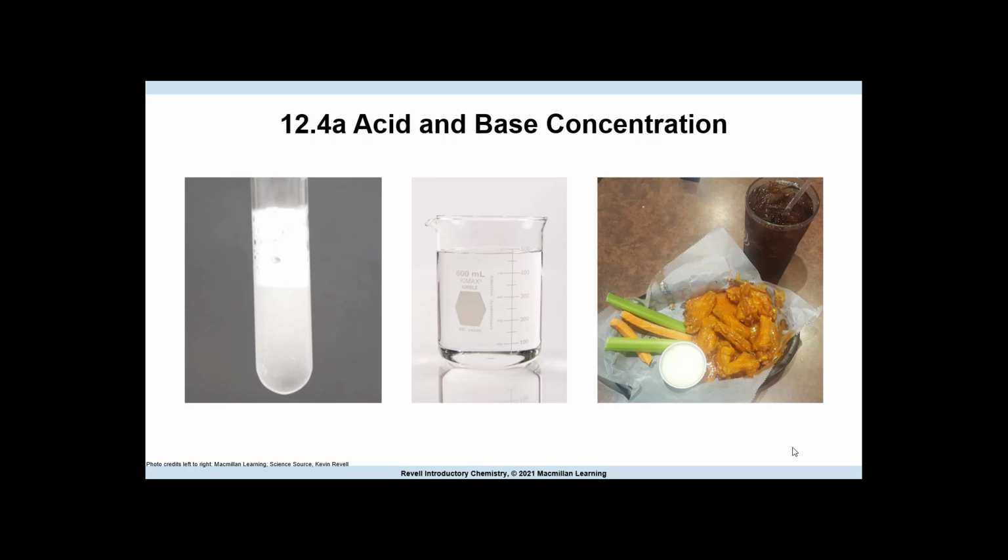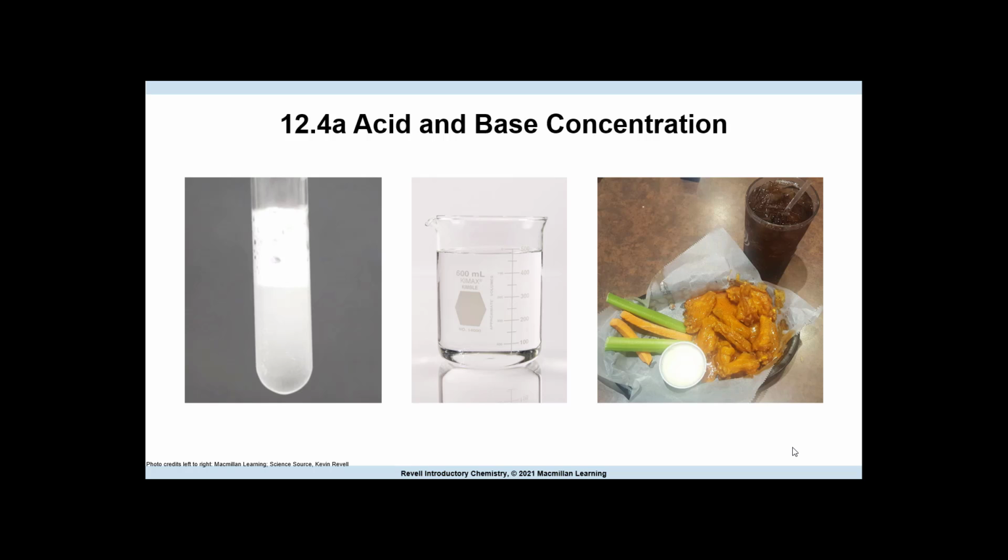Strongly acidic solutions can dissolve lead. Weakly acidic solutions like buffalo wing sauce and Coca-Cola taste great during football season. What is the difference between the two? How can we measure the strength of acids and bases? Well, we're going to answer these questions.